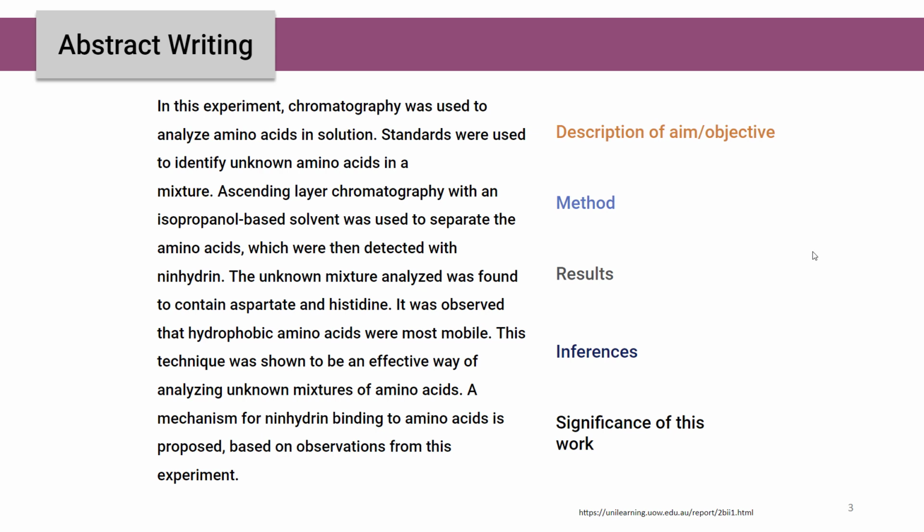So if you look at whether this abstract actually covers these aspects, we can see that the first sentence essentially describes the aim and the objective. The next sentence is about what methodology was used. The third sentence talks about what was found using this method. And it's typically expected in, say, engineering papers that some quantitative information is provided in terms of these results.